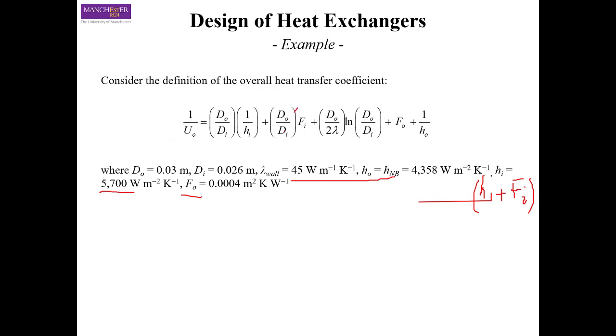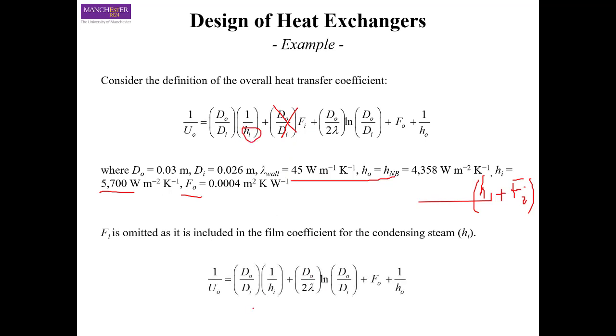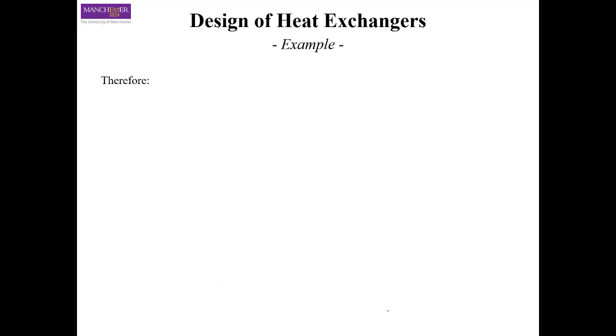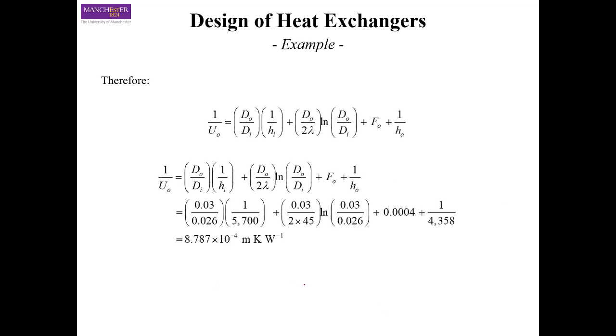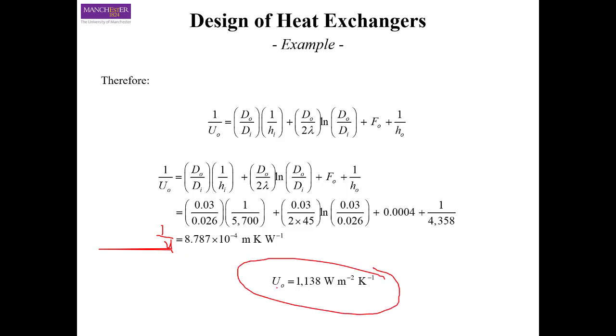So we can cancel out this part here, because it is now included in HI. If we do that, we can simplify the equation like this. We just delete this part of the equation, so we have a more simplified equation. All the parameters are known to us, so we just have to put in the values. If you plug the values into the equation, we get the value for 1 over U naught, and if you calculate U from it, we know the overall heat transfer coefficient.